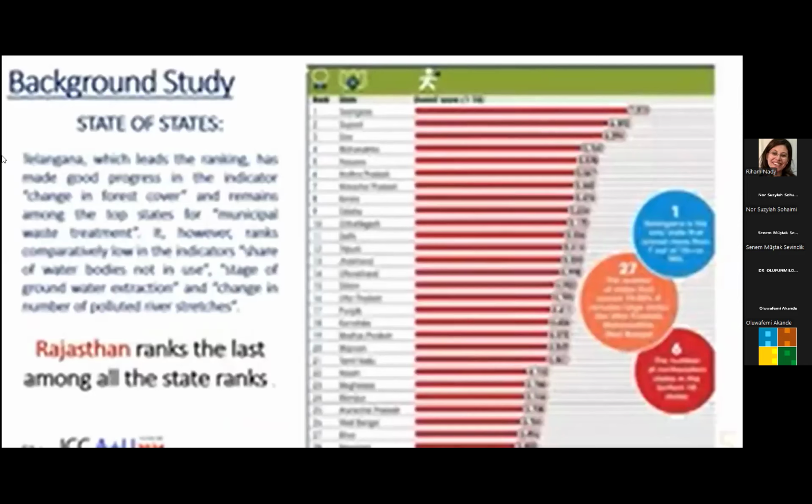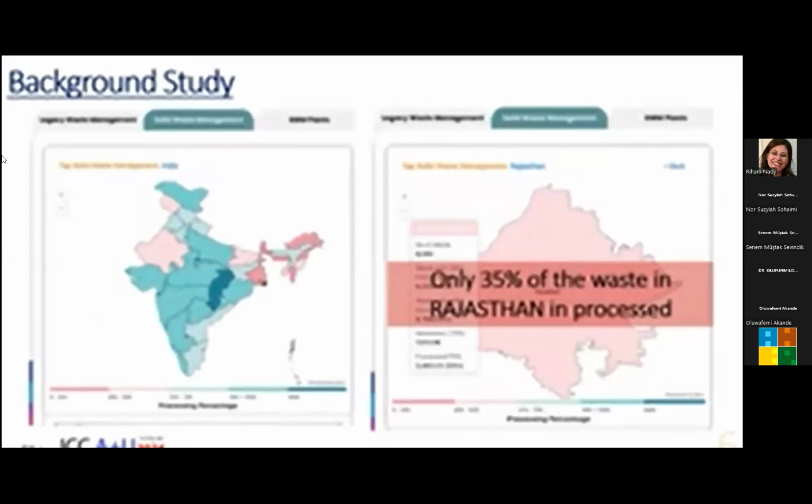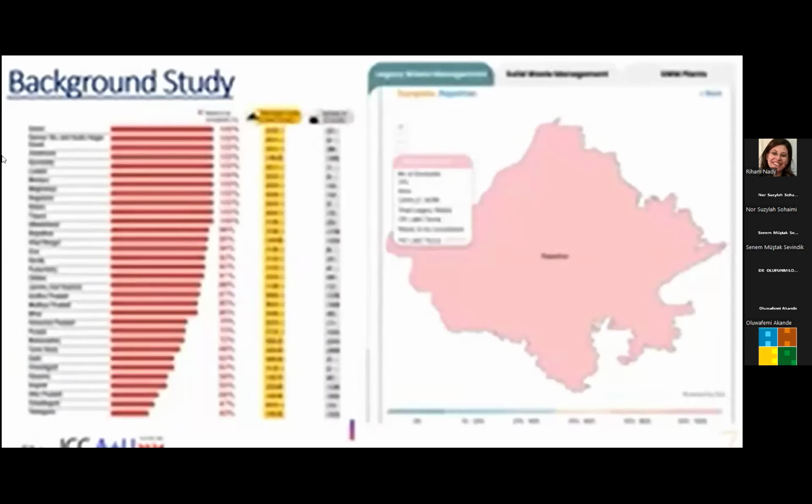Further, moving on to the State of States report released by the Niti Aayog of the Government of India, we can see that Rajasthan ranks last among all the states. Further, only 35% of the waste in Rajasthan is processed. Talking about legacy waste, Rajasthan still has 96% of its legacy waste to be treated, and hence no composting or waste segregation is taken into consideration.